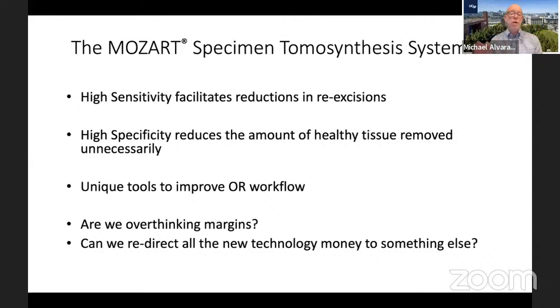nice workflow. Really, are we overthinking margins? Should we just get back to the basics of having good imaging in the OR and lower our re-excision rate, and then we can redirect all of this new technology and money into something that actually really matters?